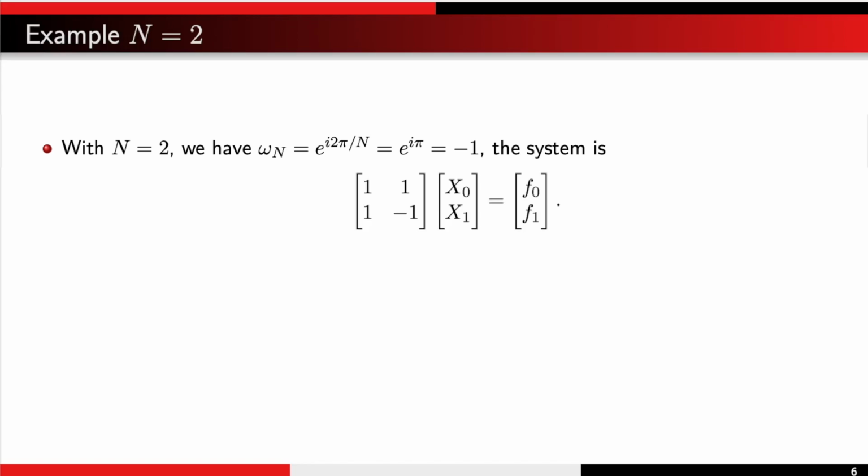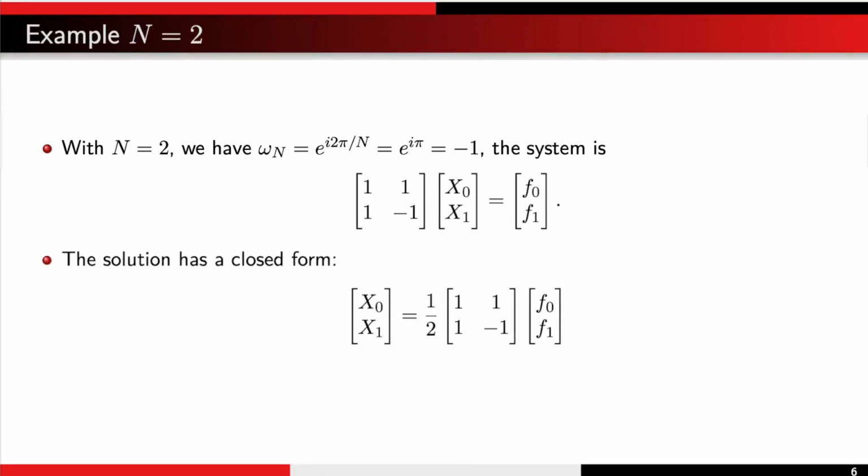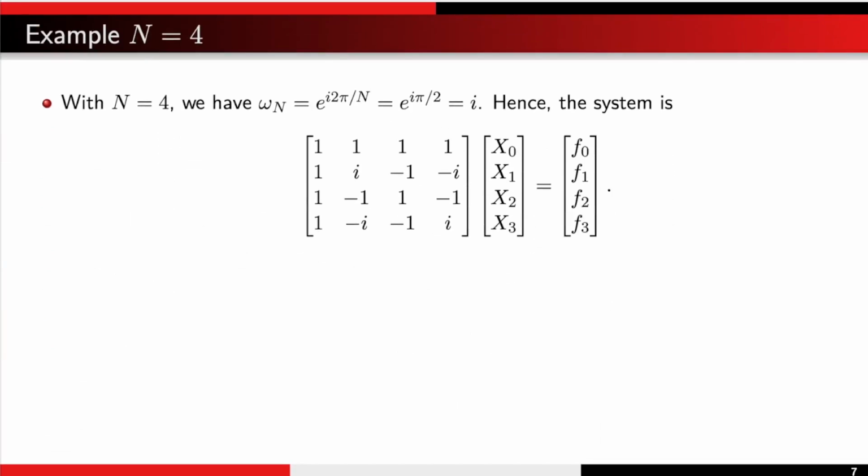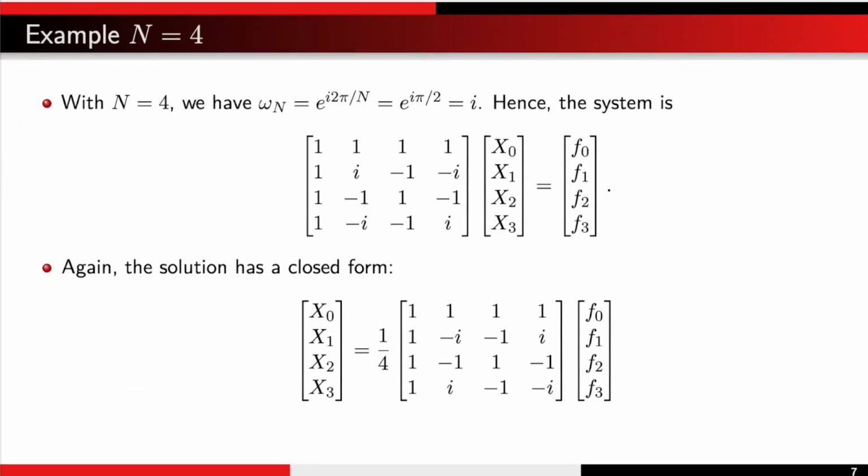And since we're interested in knowing the values of x0 and x1, we can solve this. But this has a closed form. x0, x1 is given by 1/2 times the matrix 1, 1 in the first row, 1, negative 1 in the second row, times f0, f1. When capital N is 4, omega sub n is equal to i, and the system looks like this. Again, this has a closed form solution. We can immediately write down the inverse of the coefficient matrix, and the answer is shown here.